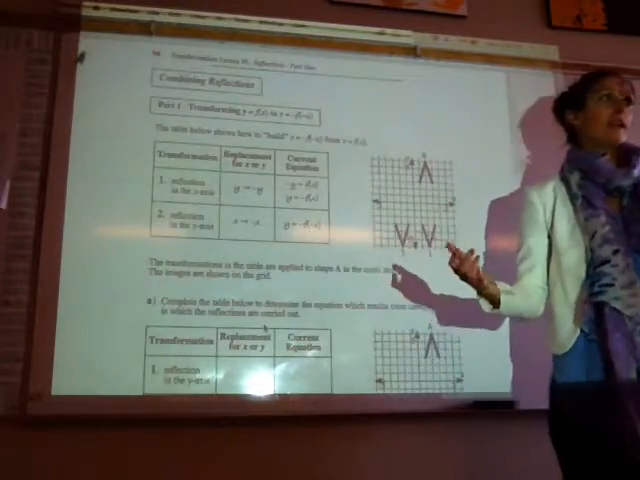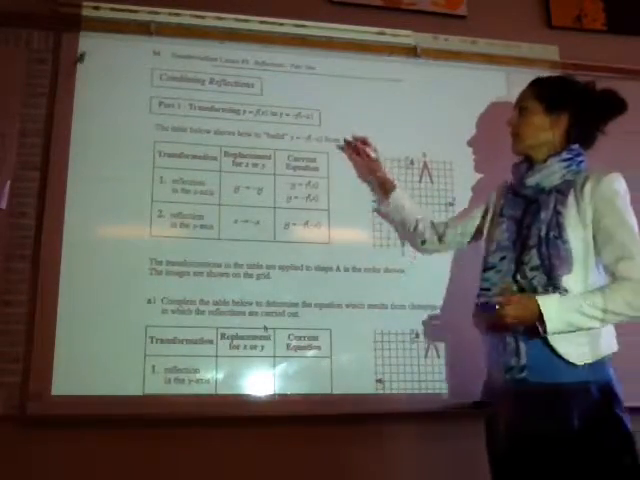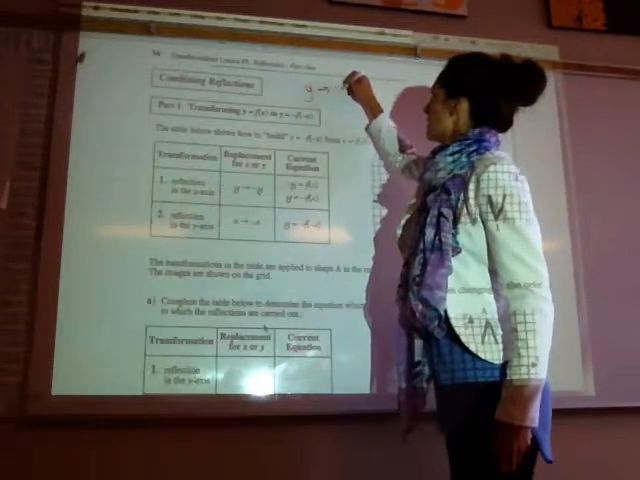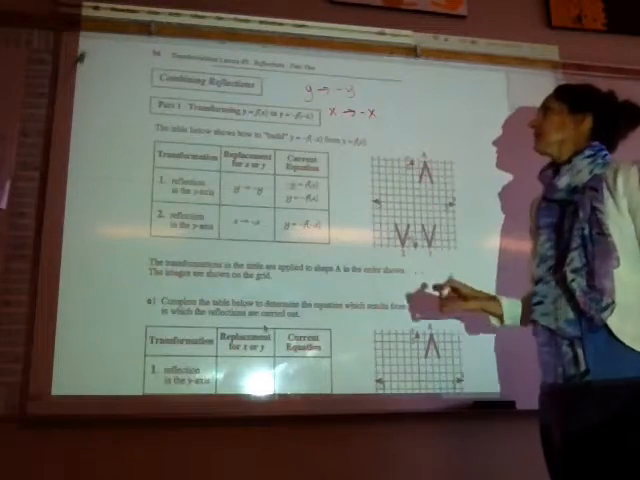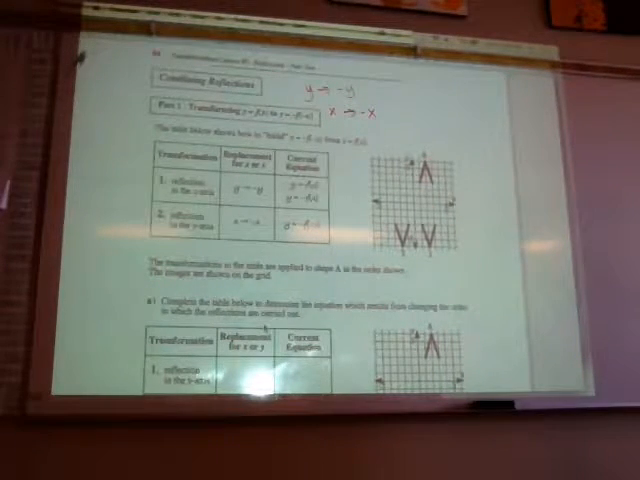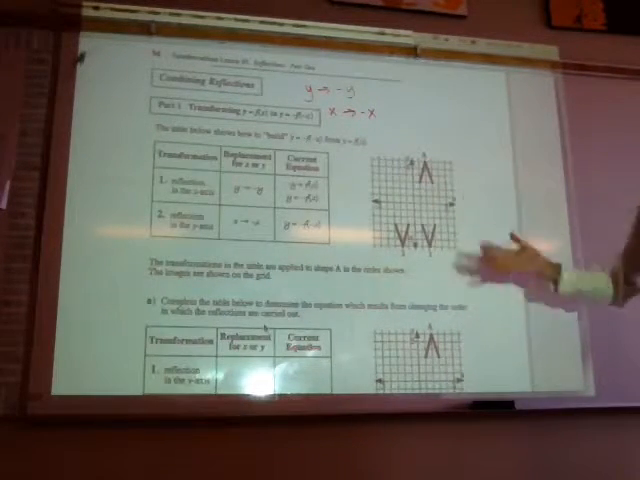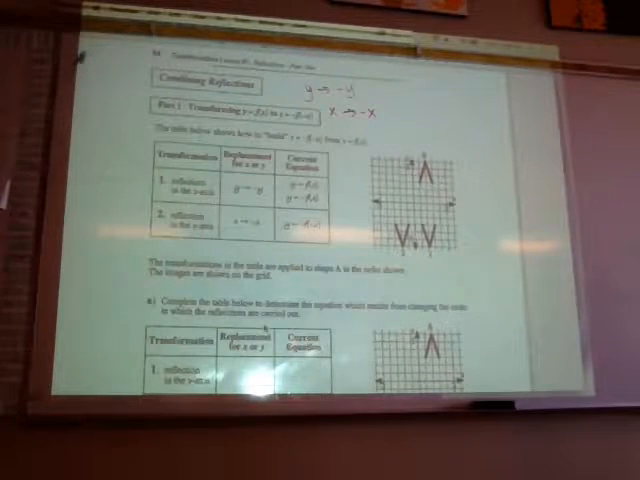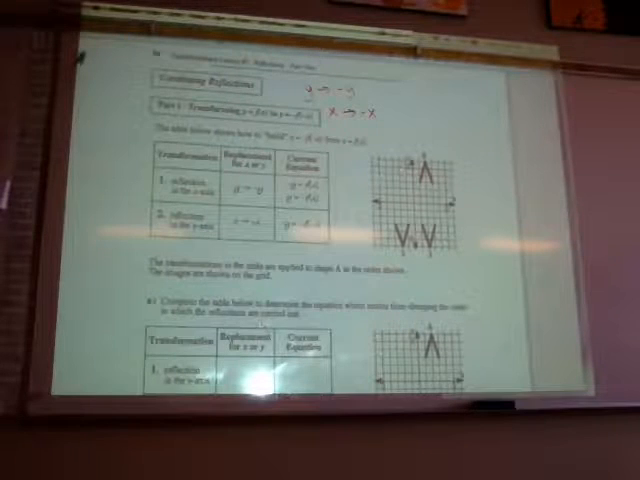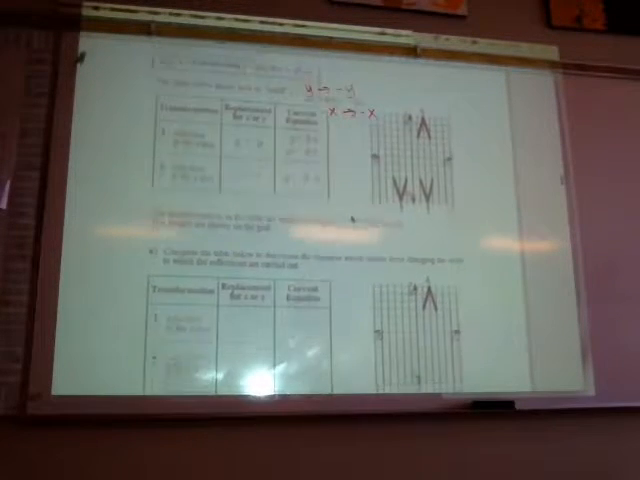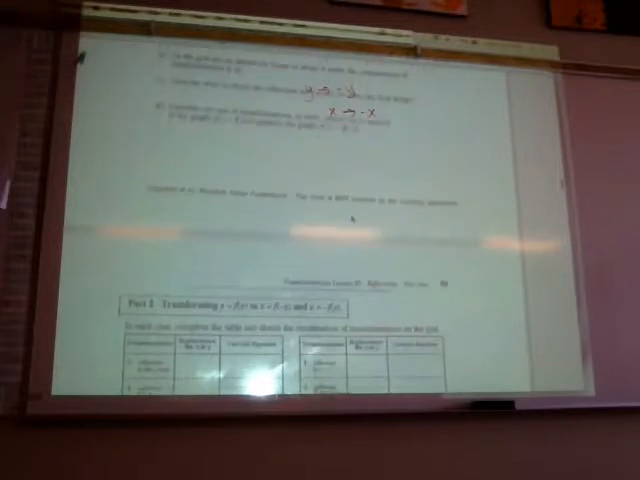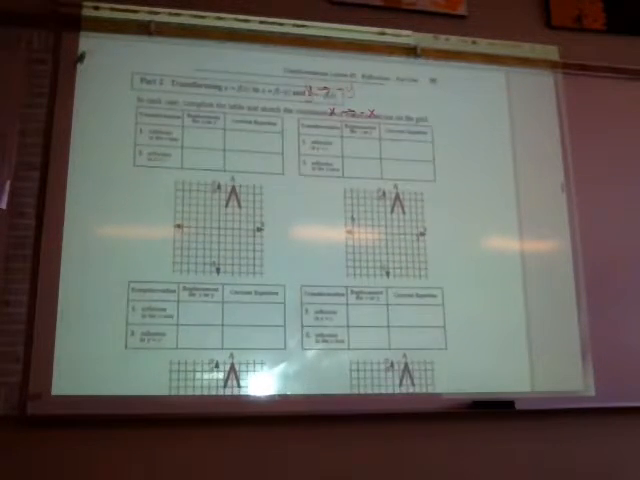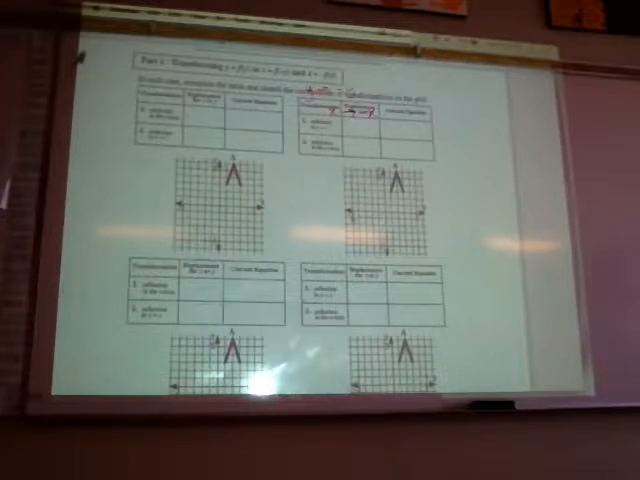You're always looking at what is changing. Okay, well, y is being mapped to negative y, and x is being mapped to negative x, or replaced with those. So we're changing both the signs on the x and y coordinate. Okay, if you do want to go through all the transformations, these notes are on Moodle, but I feel like it's really redundant, so we won't do that. Okay, let's go to part 2 on the next page.